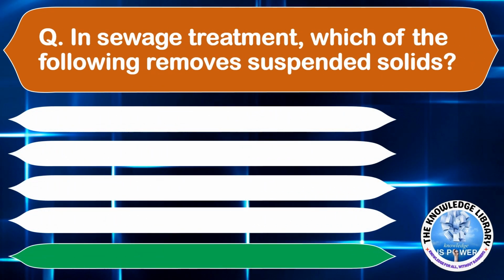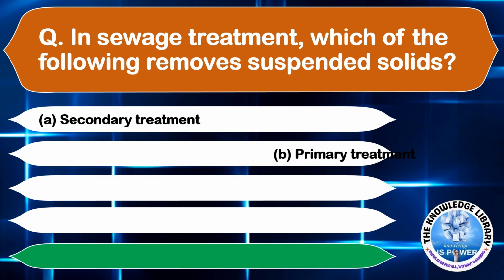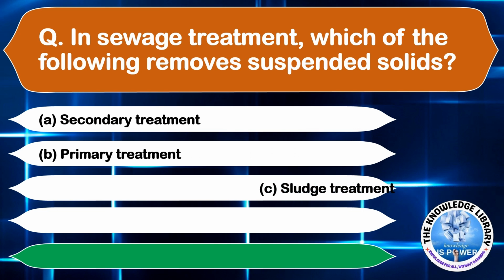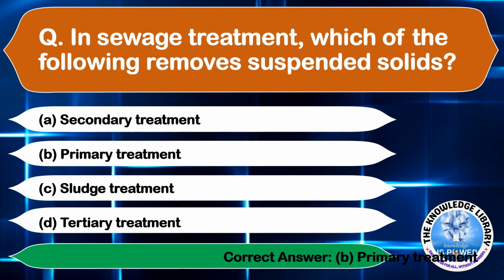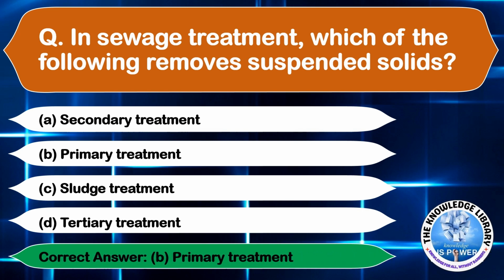In sewage treatment, which of the following removes suspended solids? Option A, secondary treatment. Option B, primary treatment. Option C, sludge treatment. And option D, tertiary treatment. The correct answer is option B, primary treatment. Moving on to the next question.